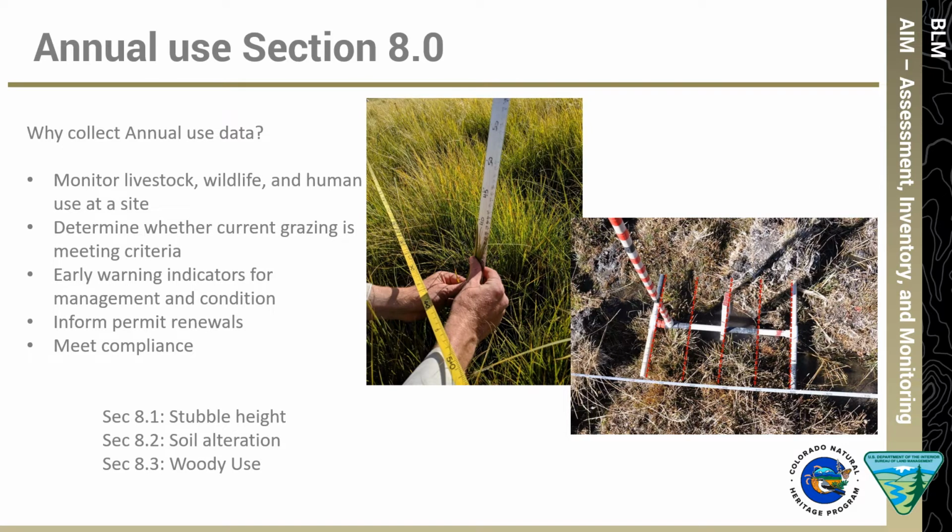There are 3 methods protocols included in the annual use section, which I will cover in this presentation: Section 8.1, stubble height, Section 8.2, soil alteration, and Section 8.3, woody use.